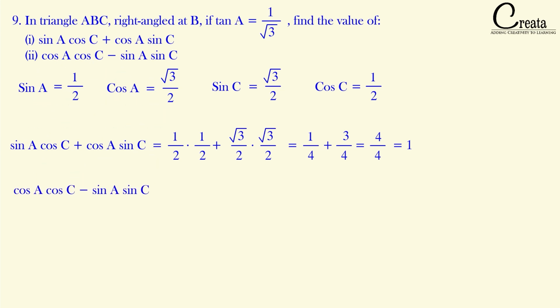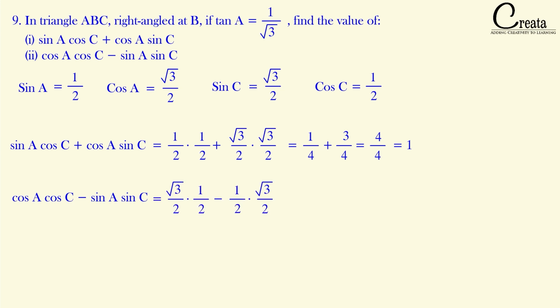Let's move to the second part. In the second part, we have to calculate the value of cos A cos C minus sine A sine C. We know all four values. Let's put the values. On solving, we got the answer as 0. Cos A cos C minus sine A sine C is equal to 0. Okay, we have done both the parts. We have done with question number 9. Let's move to question number 10.